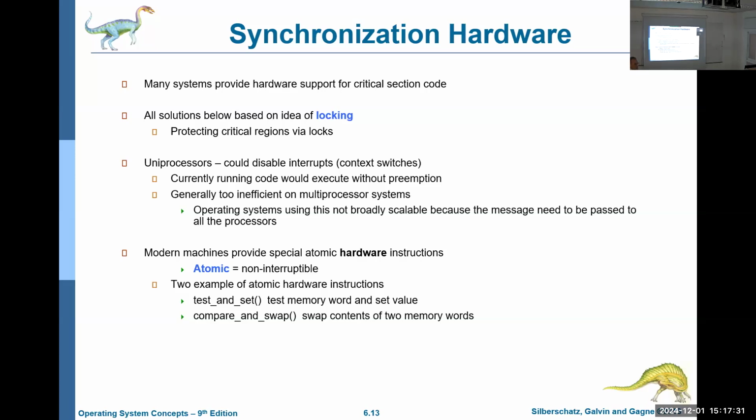Well, you want to let the system run as it normally runs. You don't want to stop it from doing context switches. Operating systems using this are not broadly scalable because the message needs to be passed to all the other processors, right? It has multiple processors. You need to somehow notify them not to do a context switch.